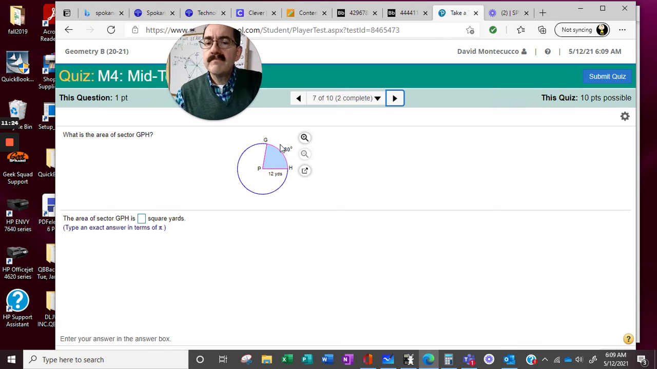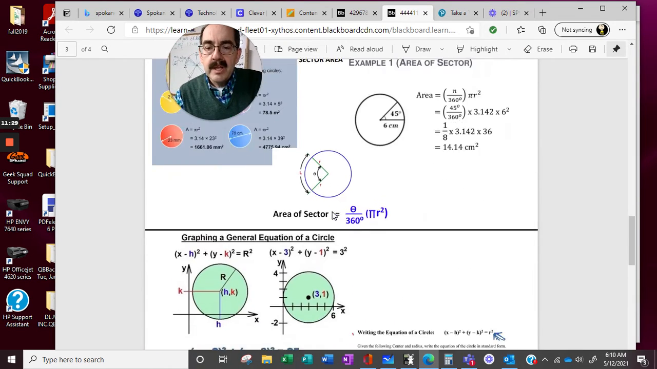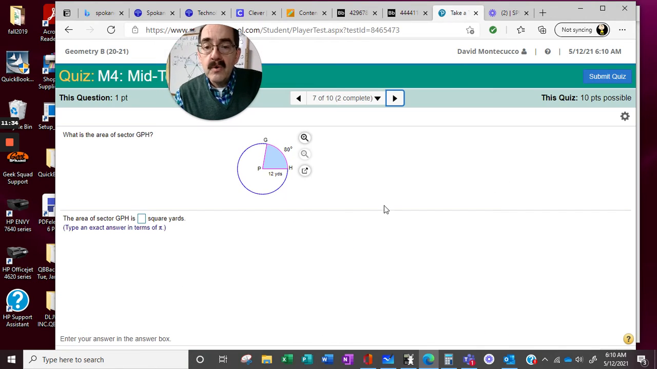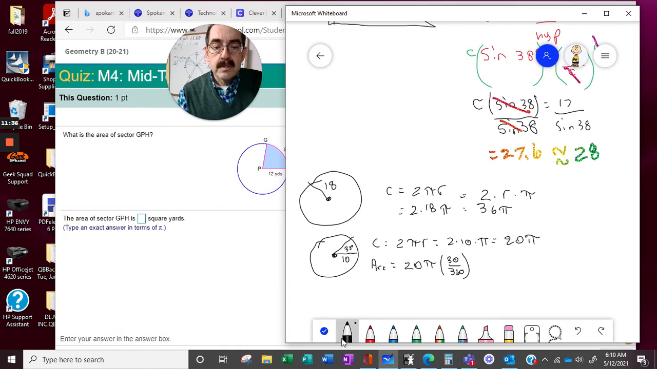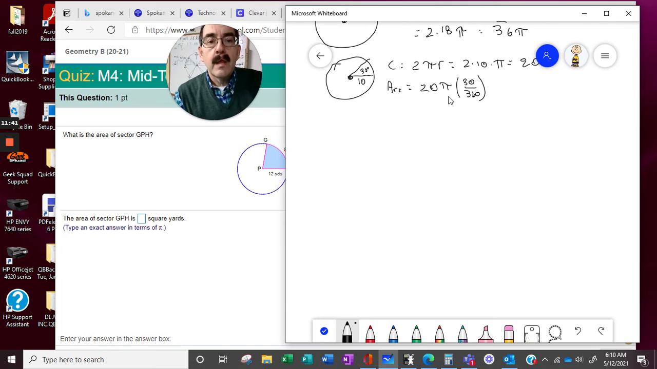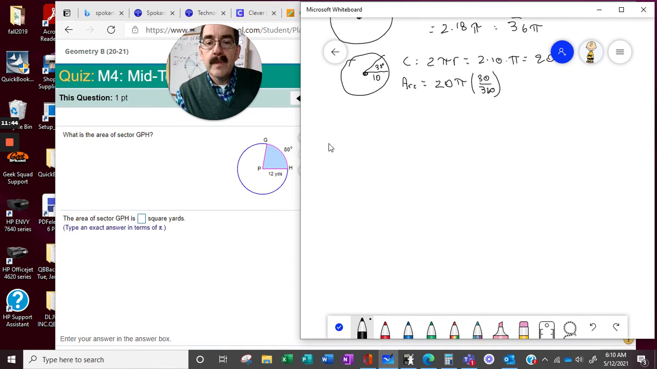Okay, area of a sector. Same idea, right? Pi r squared. So we'll go to our cheat sheet and sector area. Sector area. Pi r squared, percent of the whole. So let's move this up. Okay, and pi r squared. So the area total, pi r squared, and we have 12, right? So 12 times 12 times pi. So 144 pi is the whole thing.